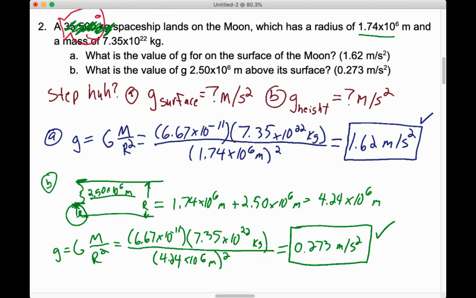Again, key takeaway: make the little sketches. The little sketches make these problems much easier to think about. They also show your physics teacher what your thinking was, and your physics teacher appreciates that. Hopefully you found this helpful.